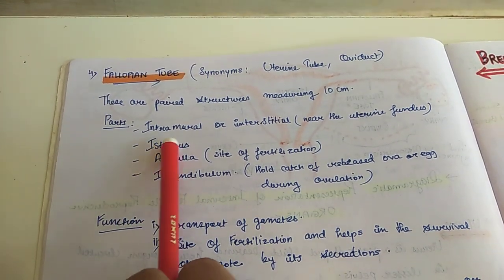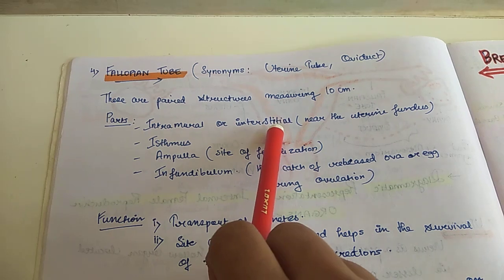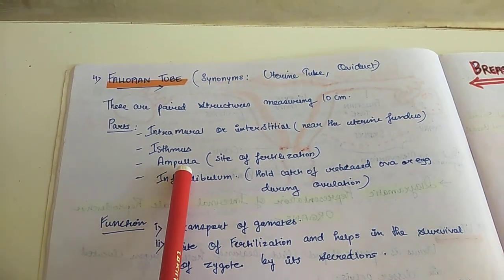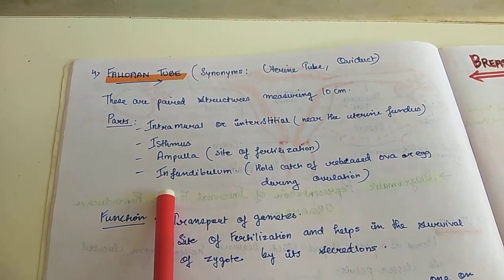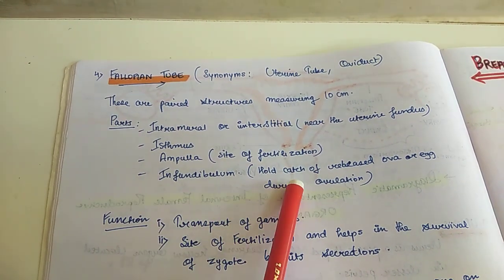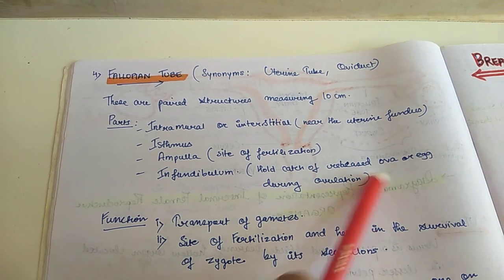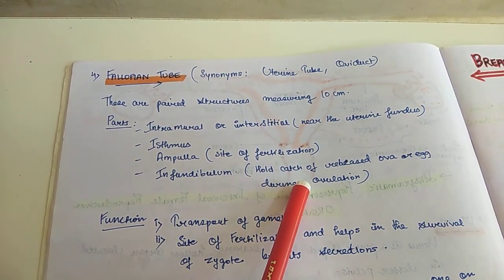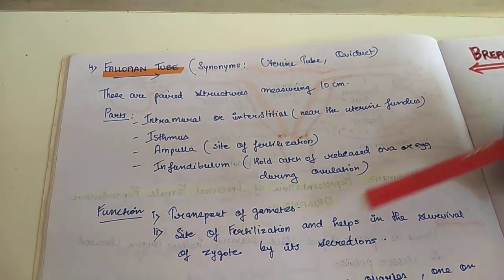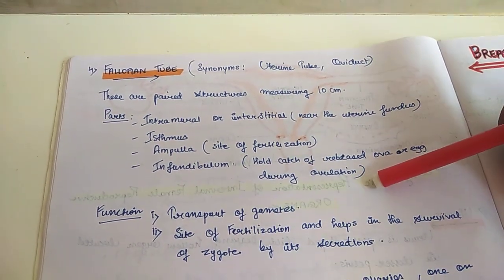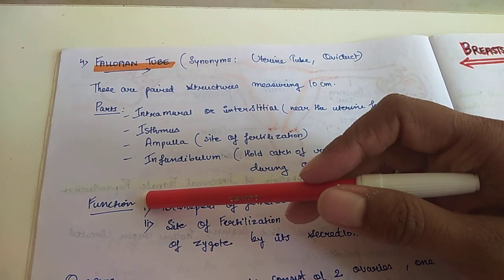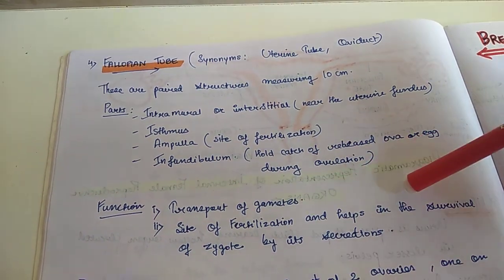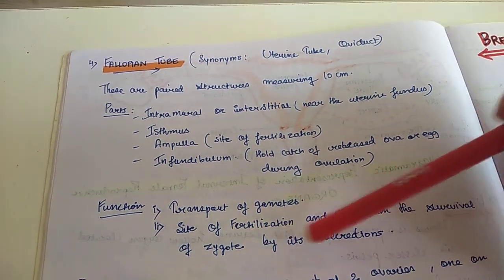Parts of the fallopian tube: intramural or interstitial, near the uterine fundus; isthmus; ampulla, the site of fertilization; and infundibulum, which catches the ovum or egg released during ovulation for fertilization. So the function of the fallopian tube is transportation of the gametes, site of fertilization, and helping in survival of the zygote by its secretion.